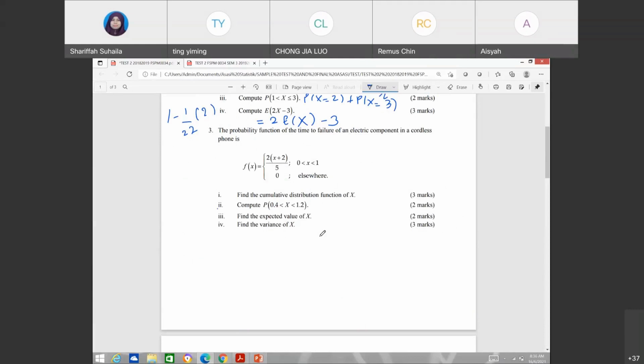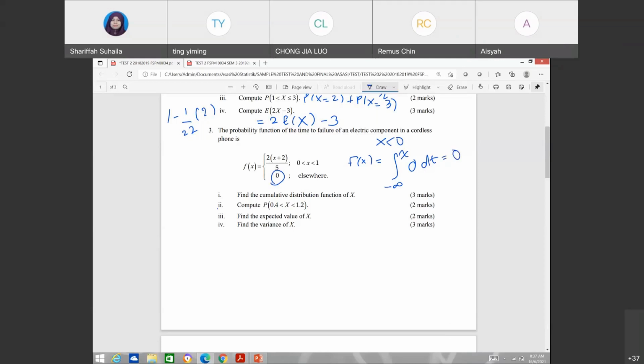So you need to consider what happened when x less than 0. First start with your capital F(x). When x less than 0, that means you want to find minus infinity up to x. x less than 0 is this one. So 0 density. So again, 0.